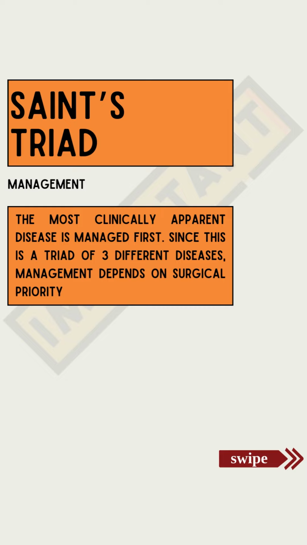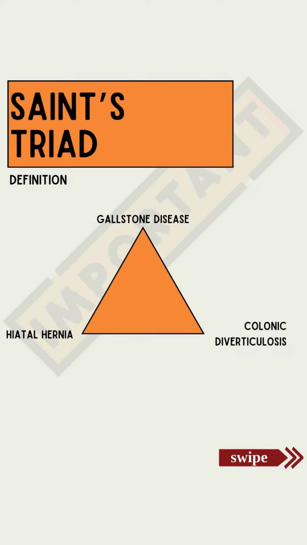Because Saints Triad is a collection of three different conditions, the management depends entirely on surgical priority. So, for example, if the patient had cholecystitis, we would deal with the cholecystitis first. If, for example, the patient had diverticulitis, which is the inflammation of the diverticula, then that would be managed first.